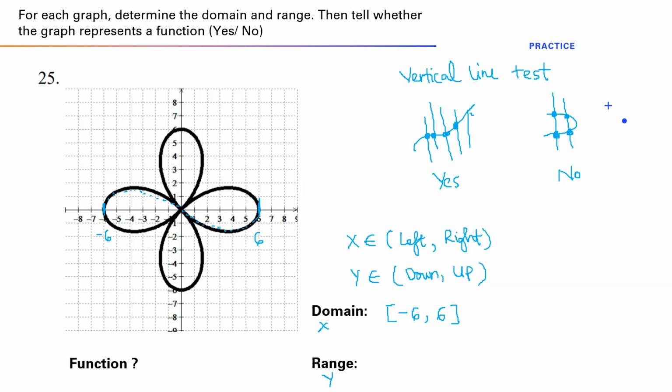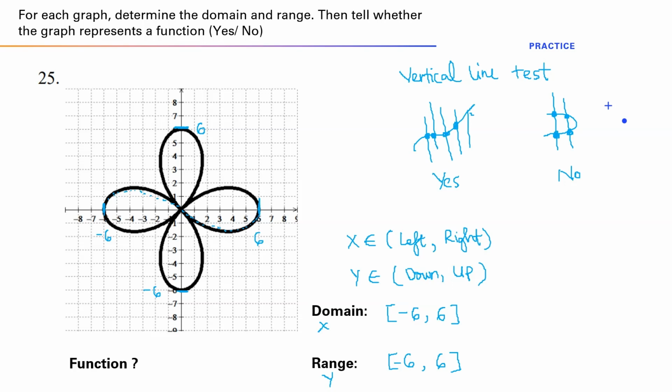For the y, we go down and up. So the most down here is -6, and the most up here is 6. So the range will include the -6, comma, include the 6. From -6 to 6.